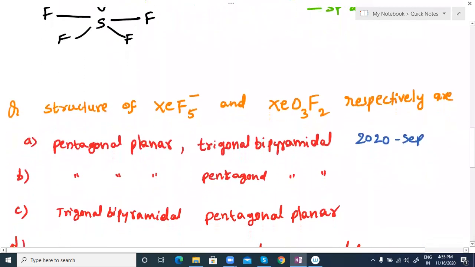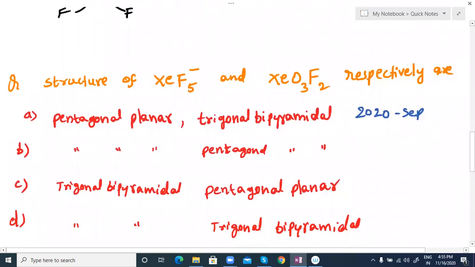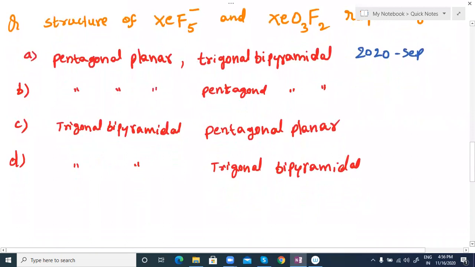Next, the structure of XeF5 minus. Please check this question. First we have to calculate the hybridization. That is the first target. So we can get the hybridization first. For XeF5 minus, you can write the same pattern. Nothing else. This is not that difficult.